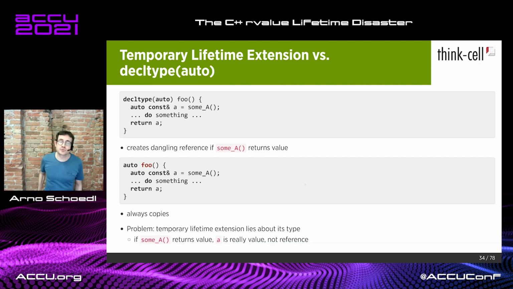So what's the problem here, really? The problem is that the temporary lifetime extension lies about its type. When it's extending the lifetime of a temporary, that reference pointing to the temporary really has the properties of a value. It's the only thing that's pointing to the value. It's owning this value essentially, and if it goes out of scope, that value goes out of scope as well, and that's all the value does. But it doesn't say so. It says I'm an lvalue reference.